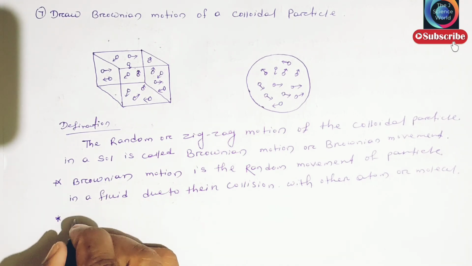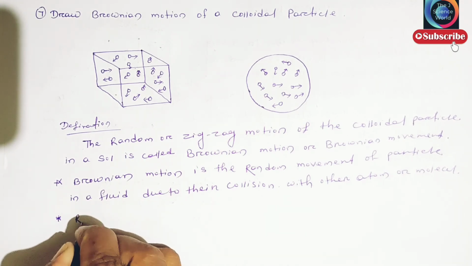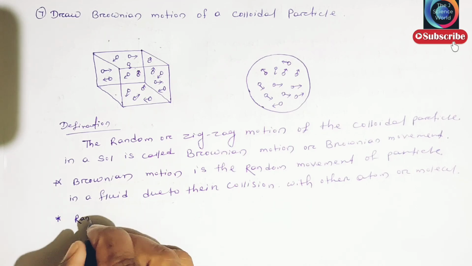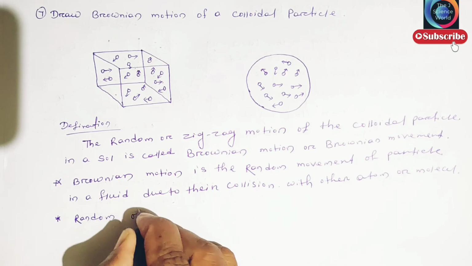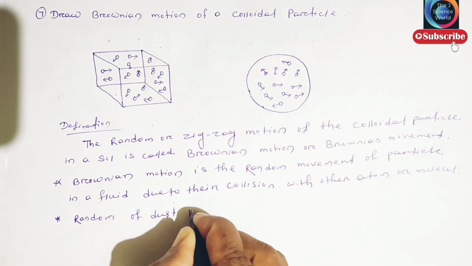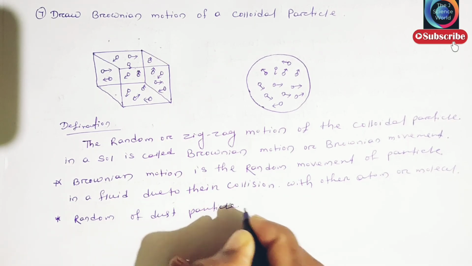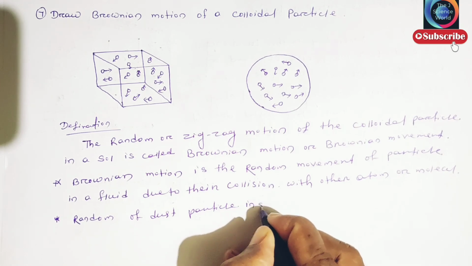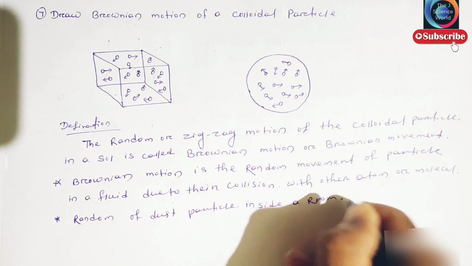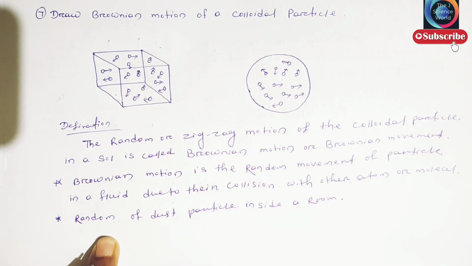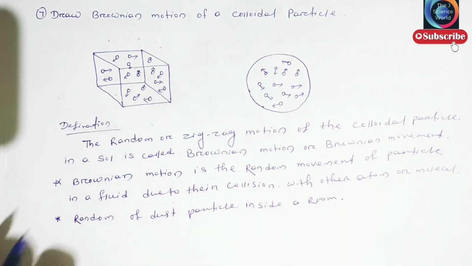Let's take an example: the random motion of dust particles inside a room. That is our example of Brownian motion of colloidal particles.